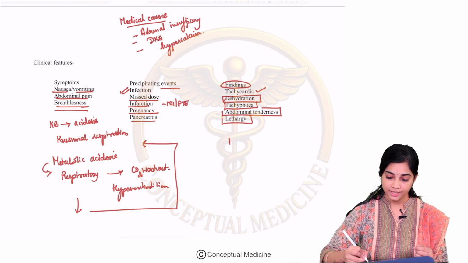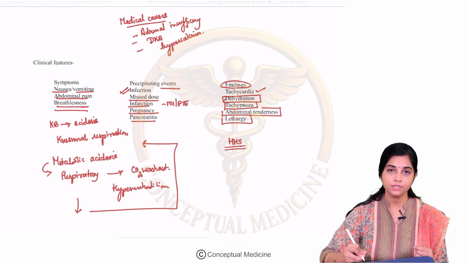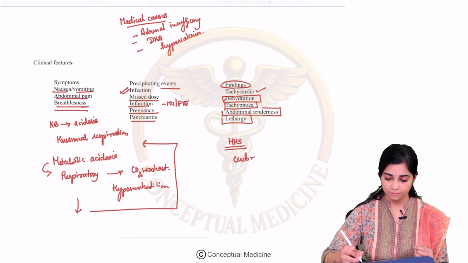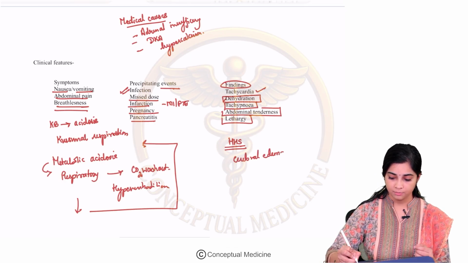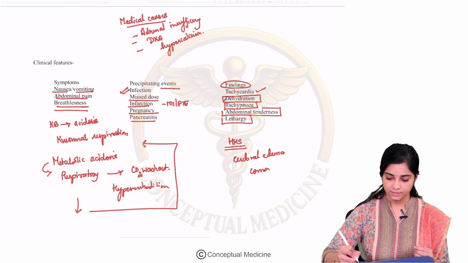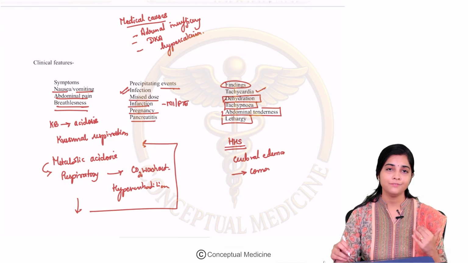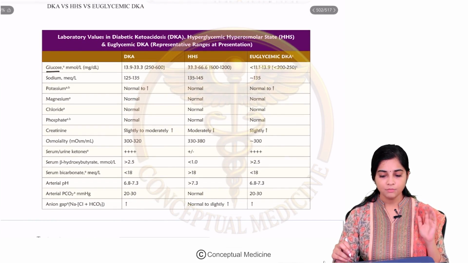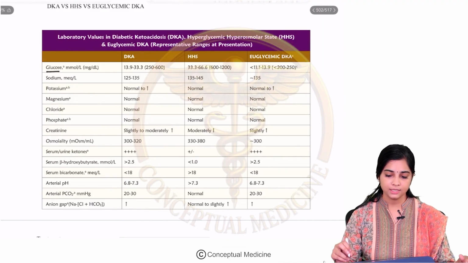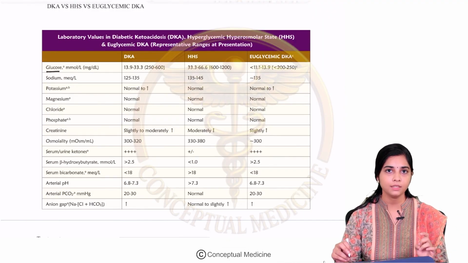Okay. In HHS, because of your hyperosmolarity, you can have cerebral edema and the patient can be in coma. There can be confusion and coma as well. Okay. So, this is about the various clinical features of DKA. Now, let us understand the major differences between your DKA, HHS and your euglycemic DKA.